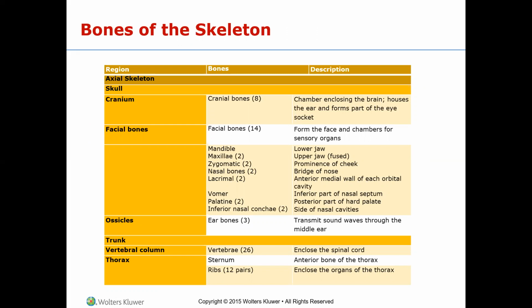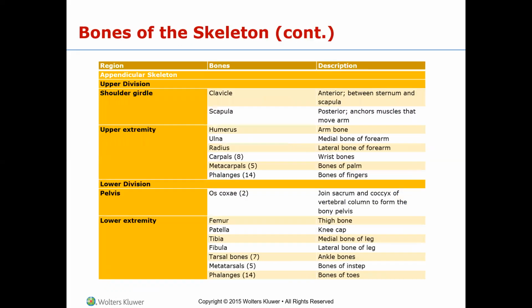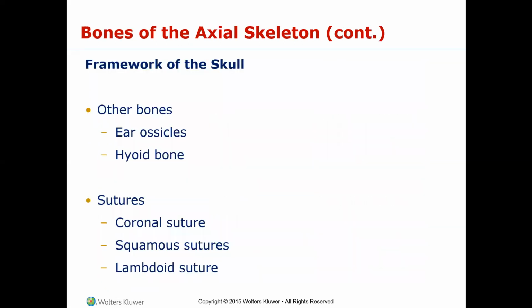You're not responsible for all of these, but I will go over the ones that you would be responsible for, and continuing along all of this. So when we look at our skull, there are some accessory bones like the ear ossicles, which are the malleus, the incus, and the stapes, and the hyoid bone, which is our Adam's apple that connects to our tongue.